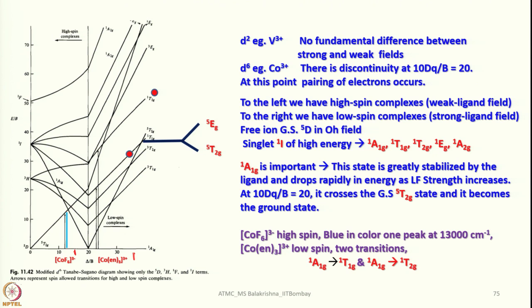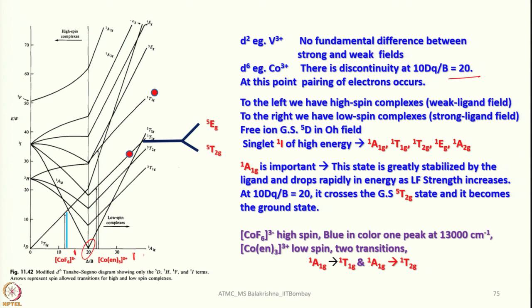For d6, there is a discontinuity at 100 Dq. Yes, you can see here, 100 Dq, that corresponds to 20, you can see here. The discontinuity is there. At this point, pairing of electrons occurs. The reason why the discontinuity is there is that pairing occurs, and then the high spin complex becomes a low spin complex. To the left, we have high spin complexes, weak field ligands. To the right, we have low spin complexes.